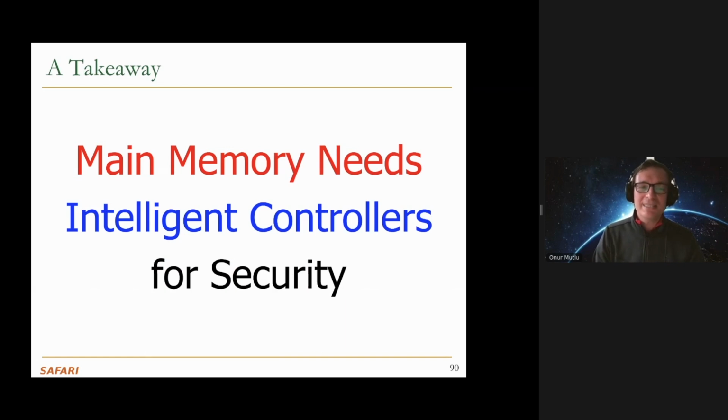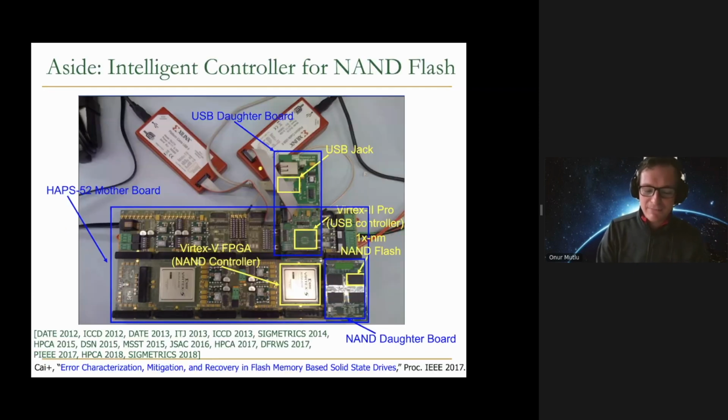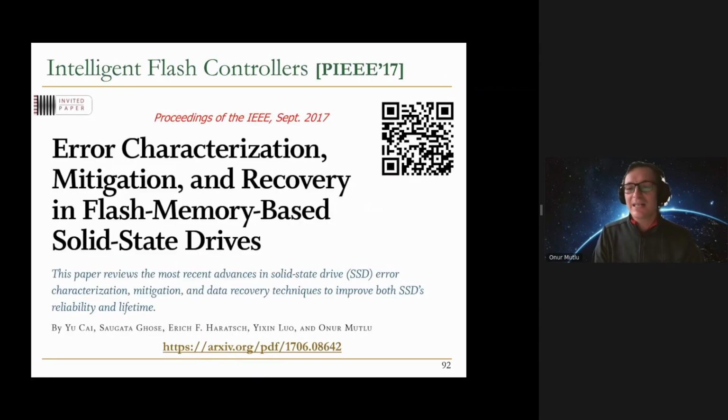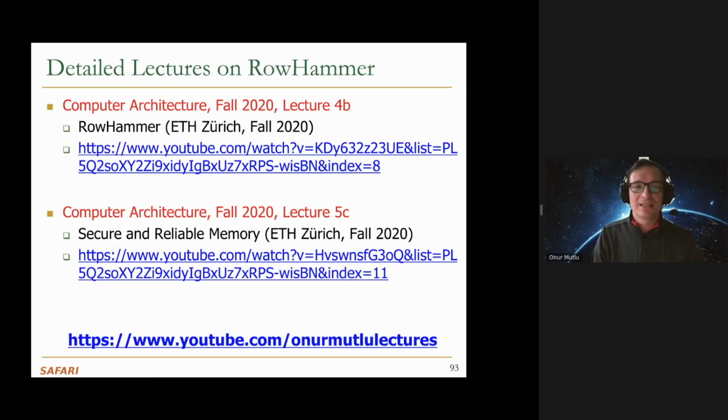So my main takeaway is main memory needs intelligent controllers for security, and we will see that later on as well. And a very quick aside, I said that we do a lot of work on flash memory controllers, but if you look at flash memory controllers, there's a lot of intelligence to fix such reliability issues. So read disturb is clearly a problem in flash, but the memory controller in flash memory actually does a lot to avoid those read disturb issues because it has time. And if you're interested, I'm happy to talk about this further also.